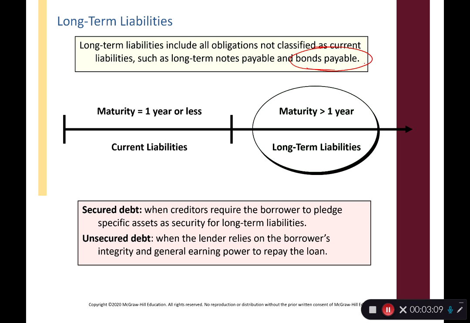Unsecured debt is when the lender relies simply on the borrower's integrity. And it's much more risky from the bank's perspective, because in an unsecured debt situation, if I don't pay my debt, then the bank has no recourse. They have no assets that they can seize to make themselves whole again.